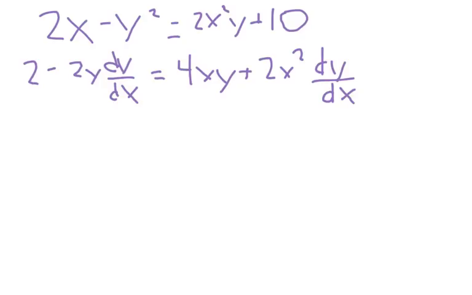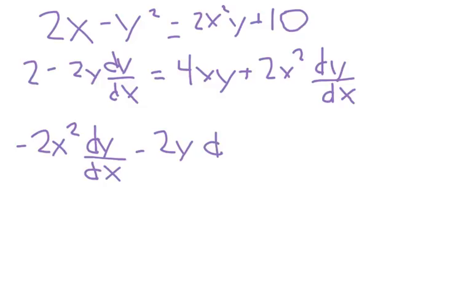So next, you have to move dy over dx to one side. So you subtract 2x squared from the right side, and you subtract 2 from the left side. So you end up with negative 2x squared dy over dx minus 2y dy over dx, which equals 4xy minus 2.